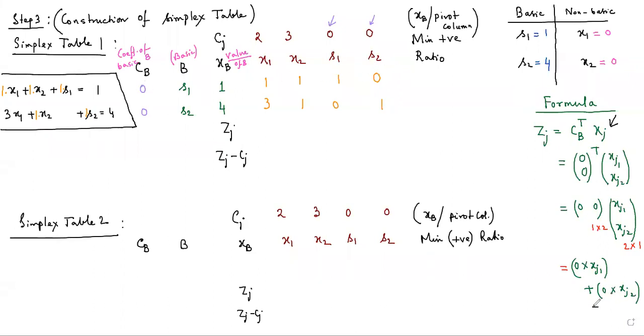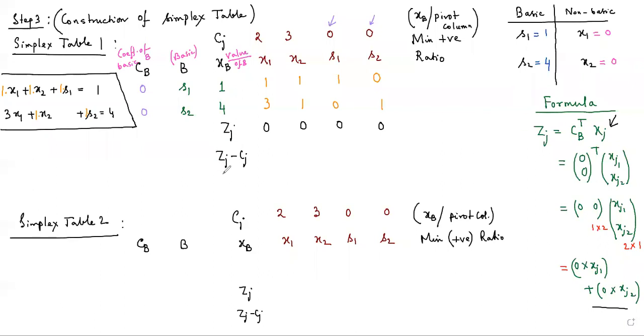Just look at the formula. We are going to write 0 into 1 plus 0 into 3. So the value is 0. 0 into 1 plus 0 into 1. The value is 0. 0 into 1 plus 0 into 0. The value is 0. 0 into 0 plus 0 into 1. The value is 0. So we have calculated all the Zj's using this formula.